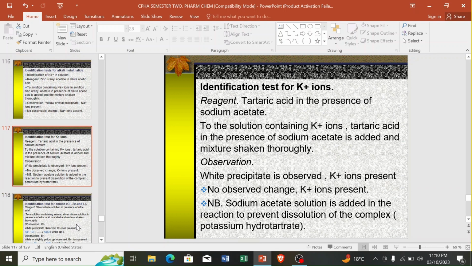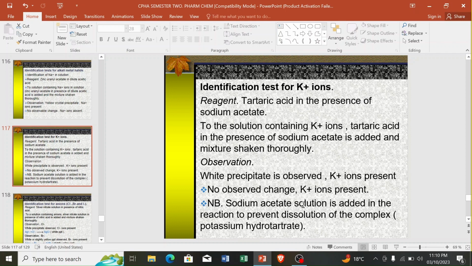Identification test for potassium ions. This is another cation that we shall have in those salts. The reagent used here is tartaric acid in the presence of sodium acetate. To a solution containing potassium ions, tartaric acid in the presence of sodium acetate is added and the mixture shaken thoroughly. Observation: a white precipitate is observed.